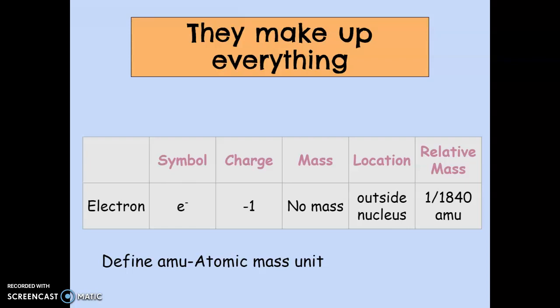And then finally, our third and final subatomic particle is that electron. Its symbol is e with the negative because it is negatively charged. So it's got a charge of -1. And we say it has no mass, but it does have a relative mass of 1/1840. And it's outside the nucleus. It's located in the electron cloud outside the nucleus, okay?